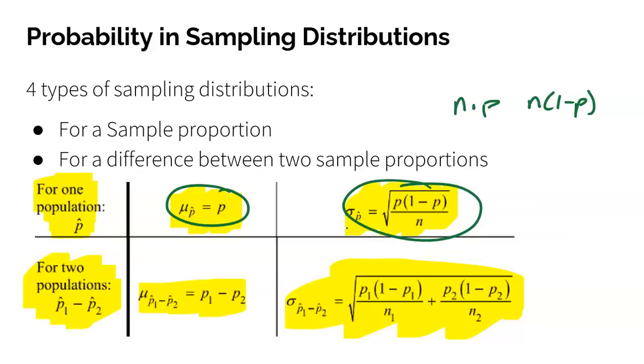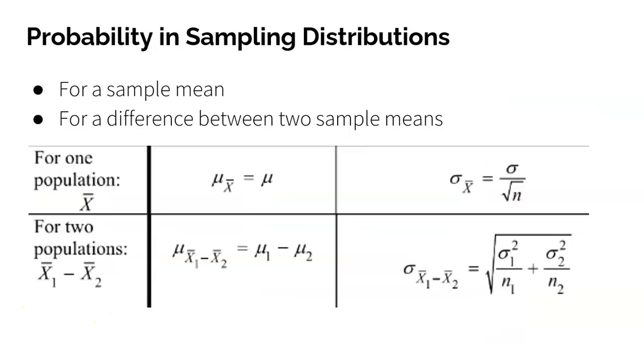So pretty simple, but again, if you're looking for a little bit more information on what's a sampling distribution, please click the video on the top here because I have videos that dive into that way, way more. Hopefully this makes sense. Now, there's two more. There's also a sampling distribution for a sample mean and for a difference between two sample means. And again, I stole these formulas right off the AP Stats formula sheet.